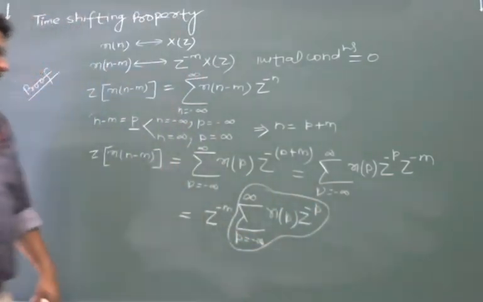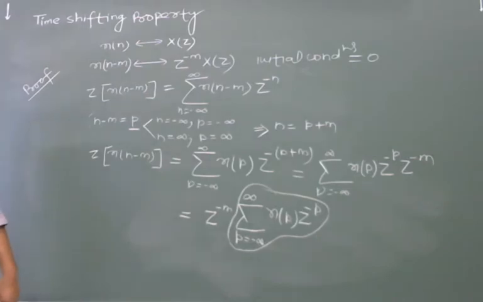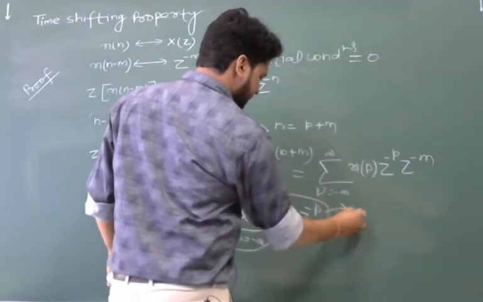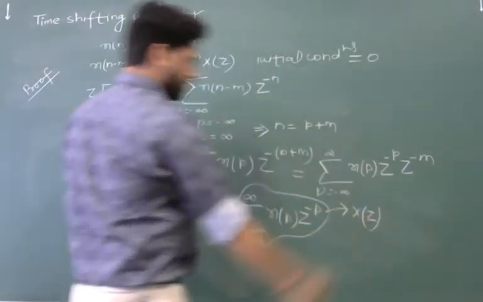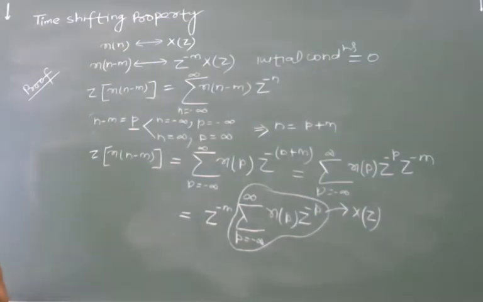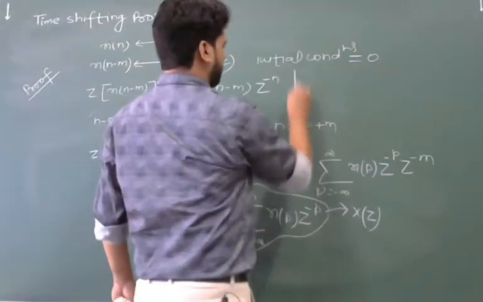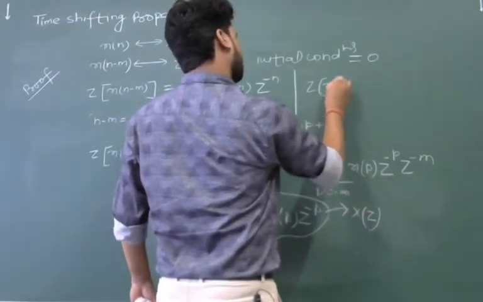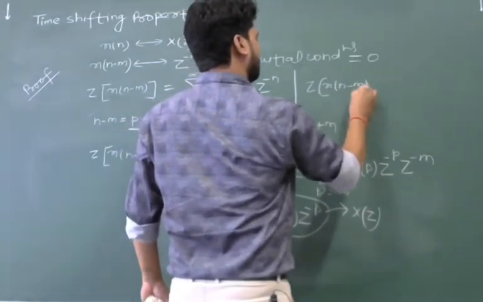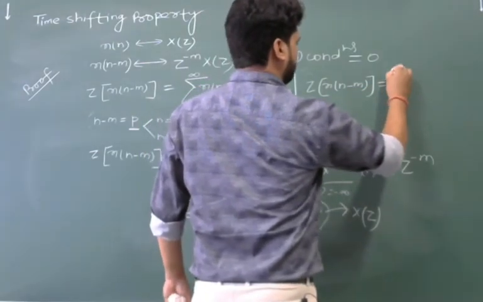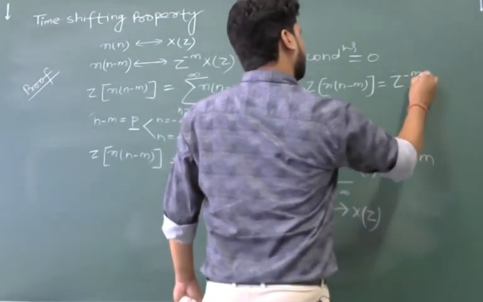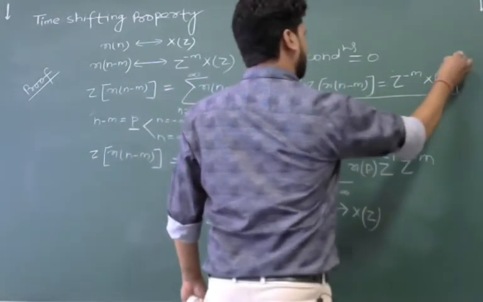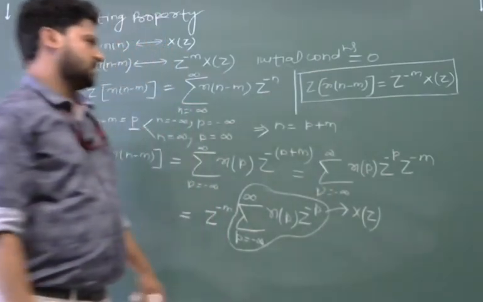and this indicates what? This is simply the z transform of the given signal x of n, which is equal to x of z. It means that the z transform of x of n minus m will be equal to z power minus m into x of z. This is the proof of the time shifting property of the z transform.